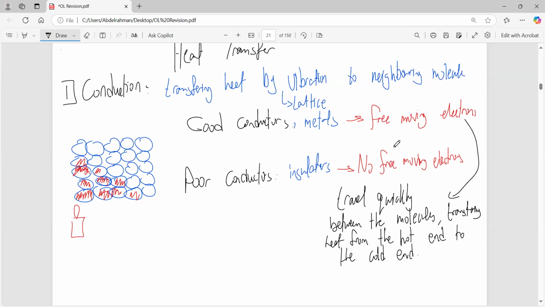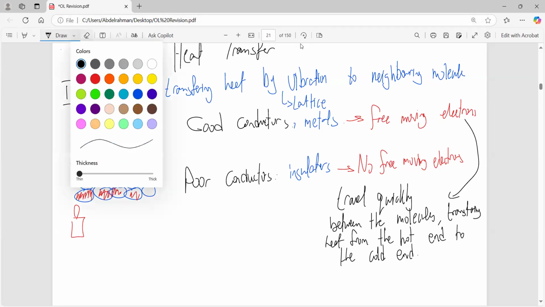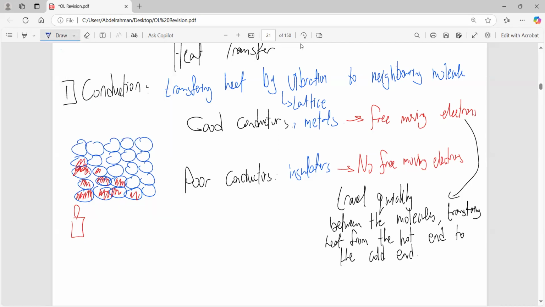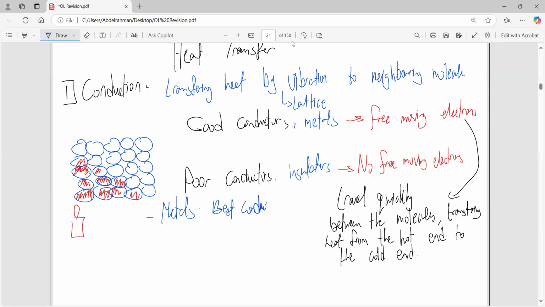So conduction: if I have two surfaces that are touching, they will conduct. Solids can conduct heat. Can liquids conduct? Yes, they can. But solids are the best conductors. If I want to be more specific, I have two types of solids: good conductors and poor conductors. The best conductors, let's write it down, are the metals. So, best conductors. What about non-metals?